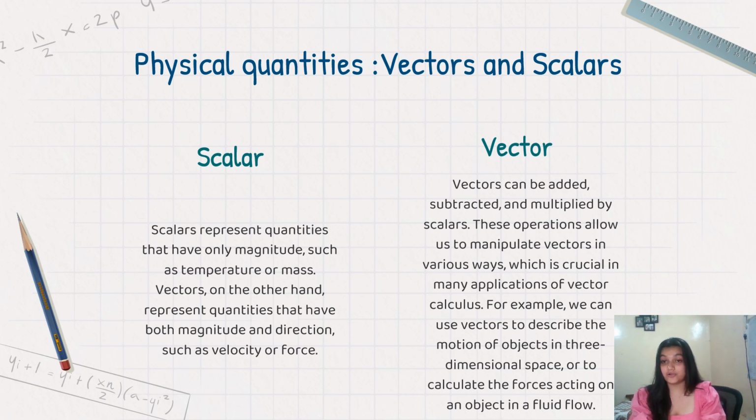An example of a scalar could be distance. 5 kilometers is the distance that is traveled. It only talks about the magnitude of the distance traveled. Whereas 5 kilometers east can be taken as displacement, which tells us about the magnitude as well as direction.